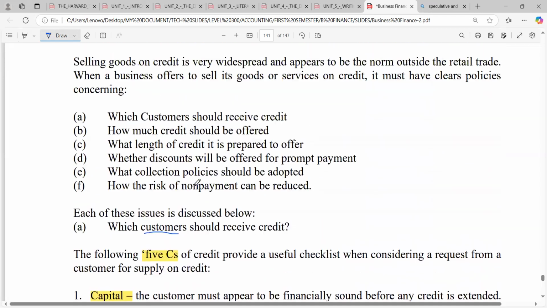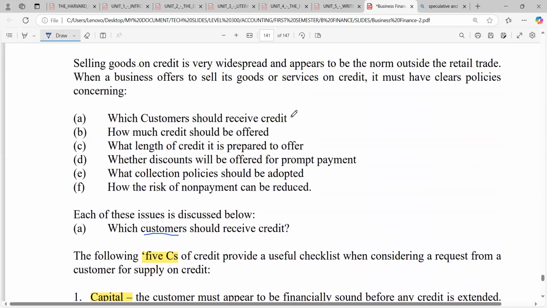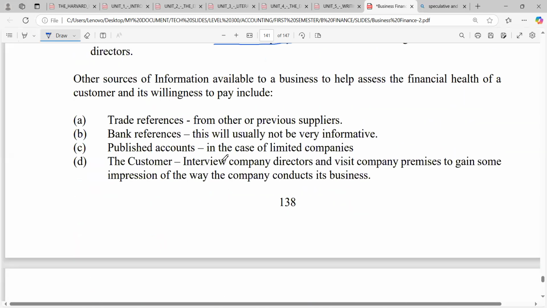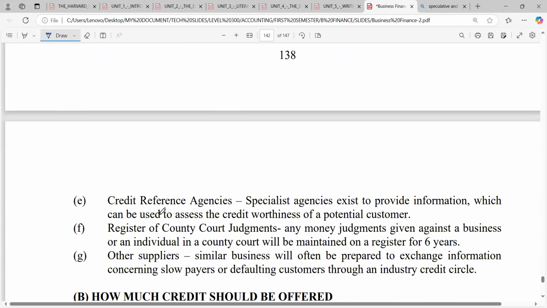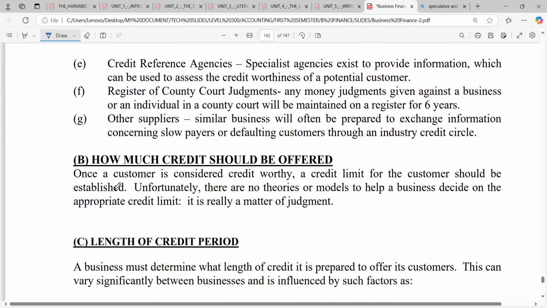So having discussed which customer should receive it, considering the 5 C's, you need to know how much credit you should give to them. So how much credit should be offered? Once a customer is considered creditworthy, a credit limit for the customer should be established. So maybe you can't take more than 50,000 items from my company. You can't take more than 20,000 items from my company. That is the credit limit they are talking about.